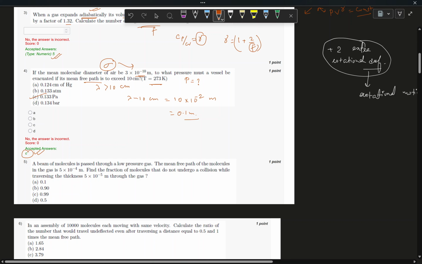But just like I said, the root over 2 factor only comes in the Maxwell's expression of mean free path. If you have the liability of matching the answer to the options, then only this you have to do. Otherwise, I think with the root over 2 factor also the answer should come fine.